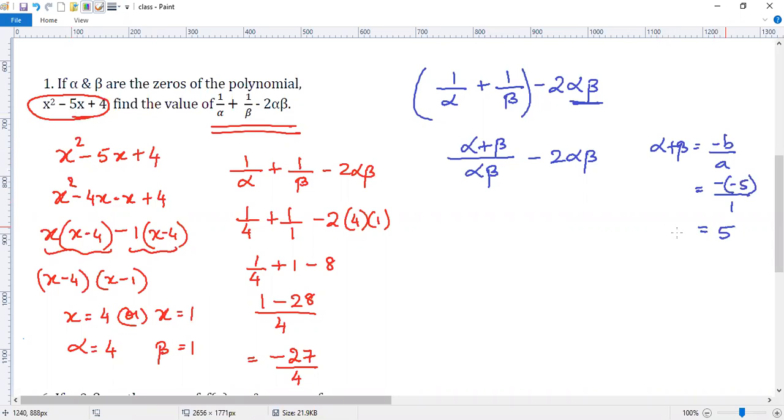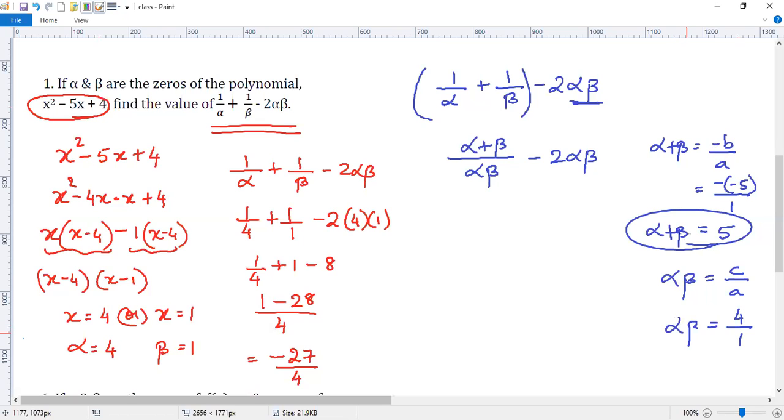This is alpha plus beta. Okay. Next, what is alpha beta? Product of zeros, which is c by a. What is c by a? C is 4. So what comes? 4 by 1 comes. What is it? Product of zeros, alpha beta. So 4 is alpha beta and alpha plus beta is 5. Happy, can we substitute here? What is alpha plus beta? 5 divided by what is alpha beta? 4, minus 2 times what is alpha beta? 4.